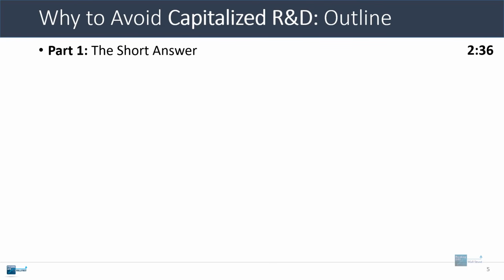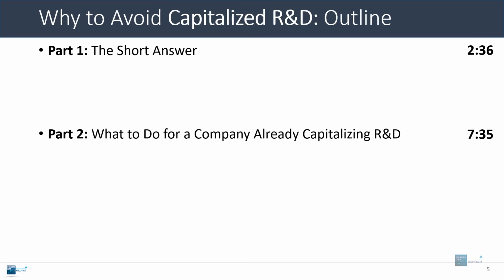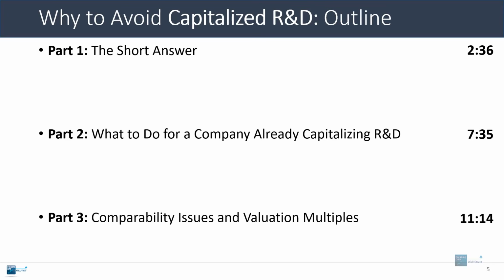I'm going to start with the short answer here and explain why we don't think this is a good idea and show you some numerical examples. Then I'll explain what to do if a company is already capitalizing R&D using this example of Xero based in New Zealand. And then I'll go through some comparability issues and valuation multiples and show you how you can address some of these issues if you have to deal with this in real life.